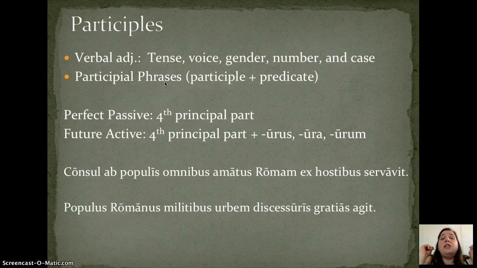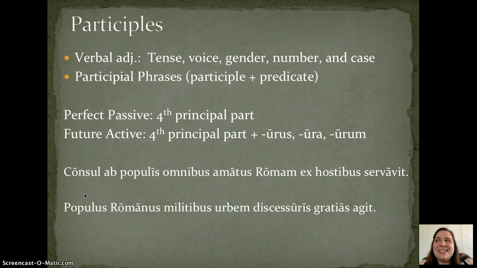Now, there are a total of 4 participles in Latin, but you have only learned 2 so far, so we're only going to review the 2 that you learned in Latin 1. The first one is the perfect passive participle. That is the 4th principal part. The second is the future active participle, which is the 4th principal part plus urus, ura, urum, okay? Now, you can remember this because that UR in urus is telling you that it's future, which has a UR in it. So there you go.